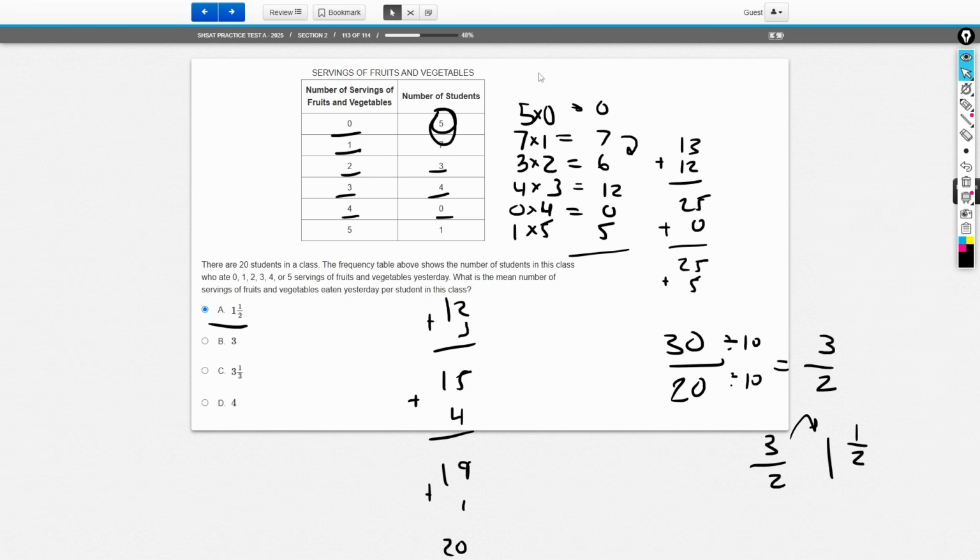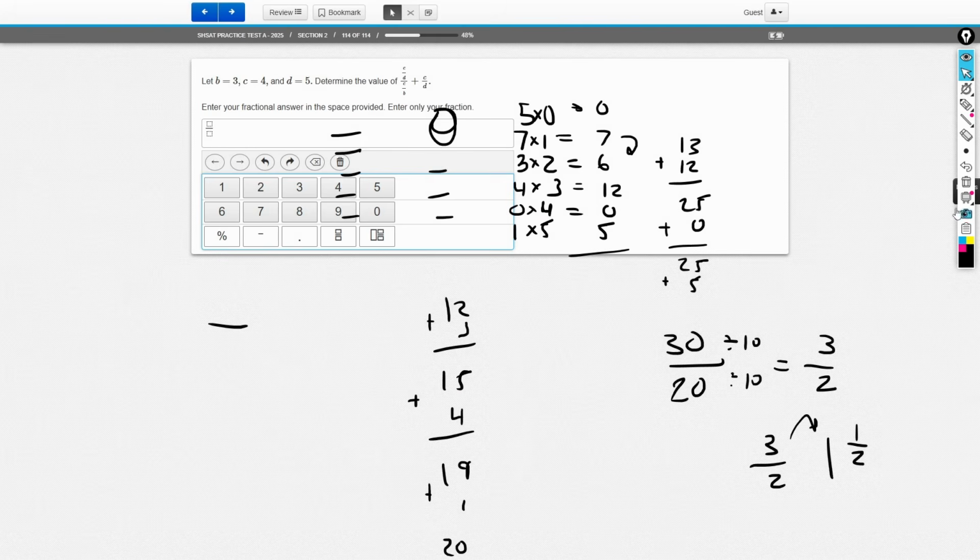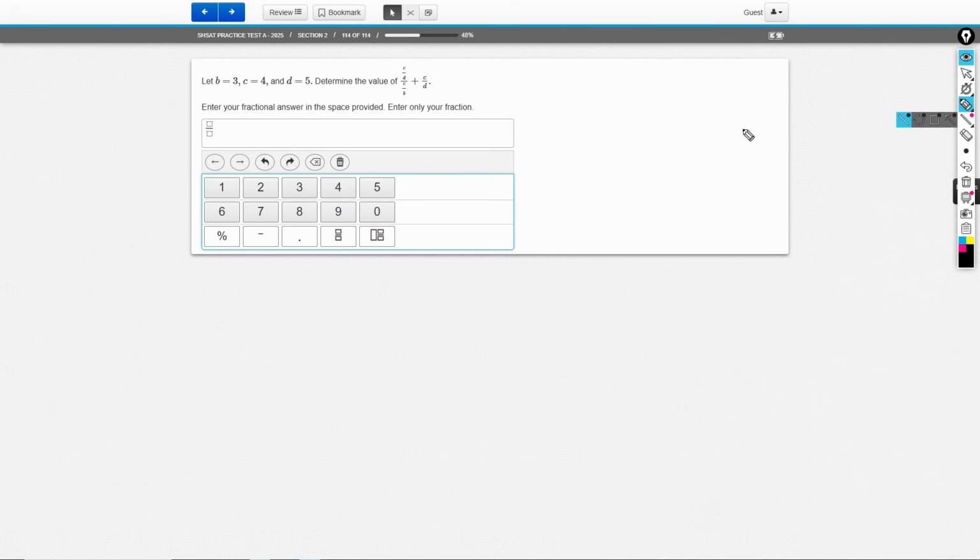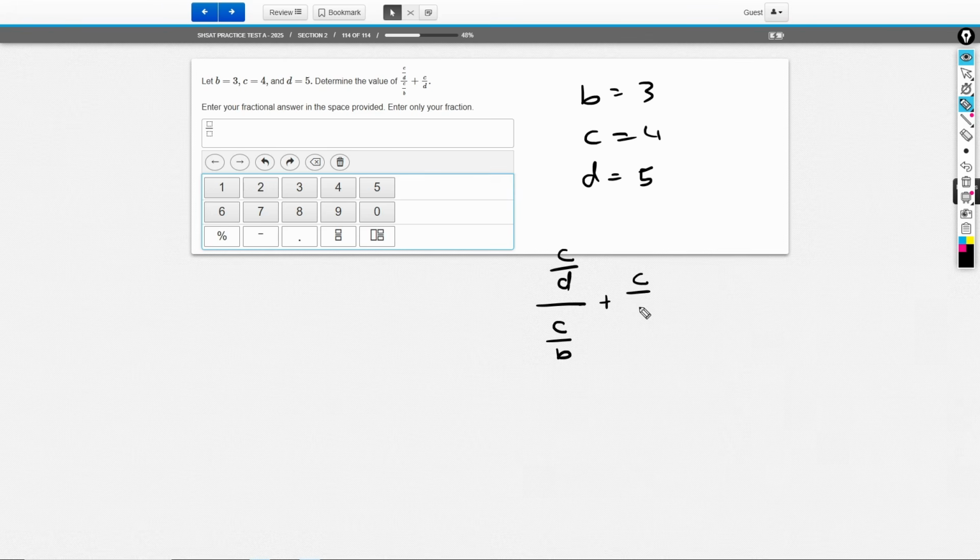Done. Moving on to the last question. I'm really excited for this question because I get to end the video. Let B equal 3, let C equal 4, and let D equal 5. Find the value of C over D divided by C over B, plus C over D. All right, this sounds hard. All we're doing is just plugging in these values, right?